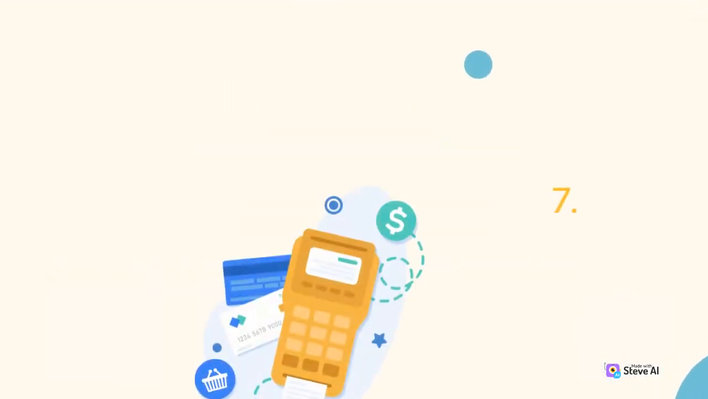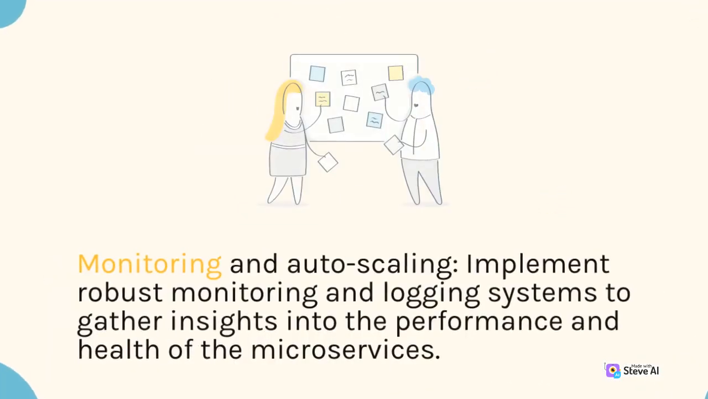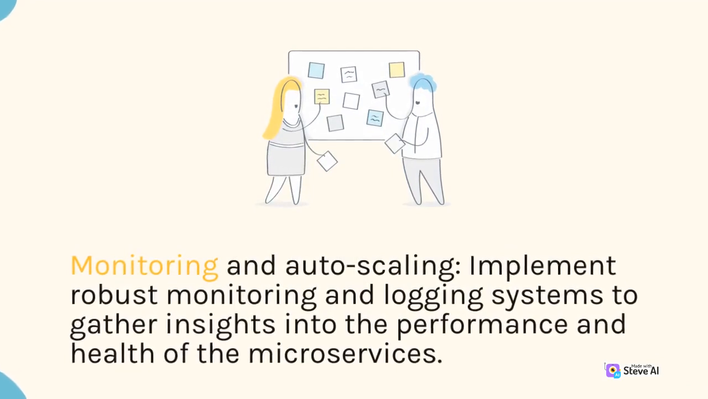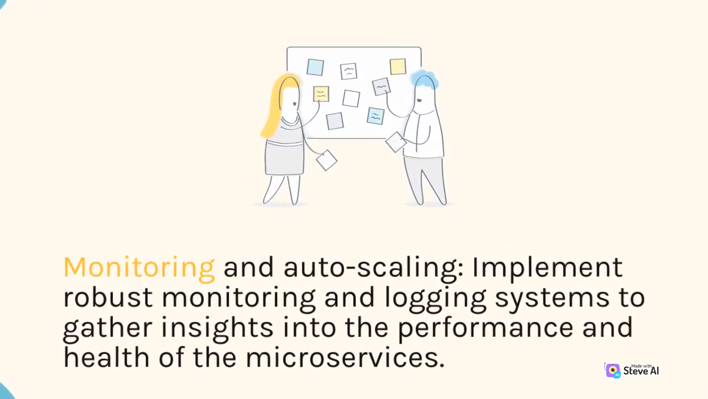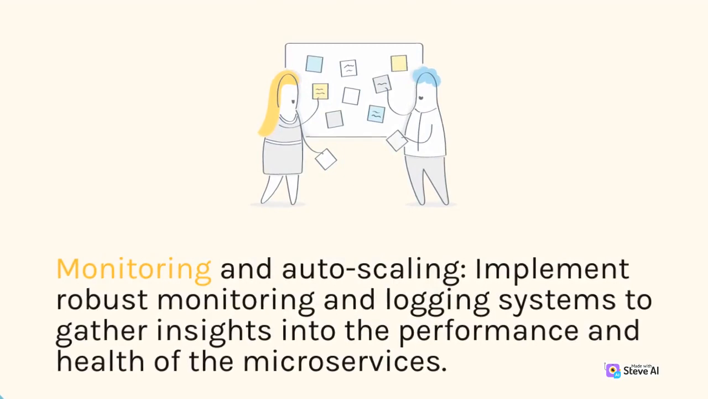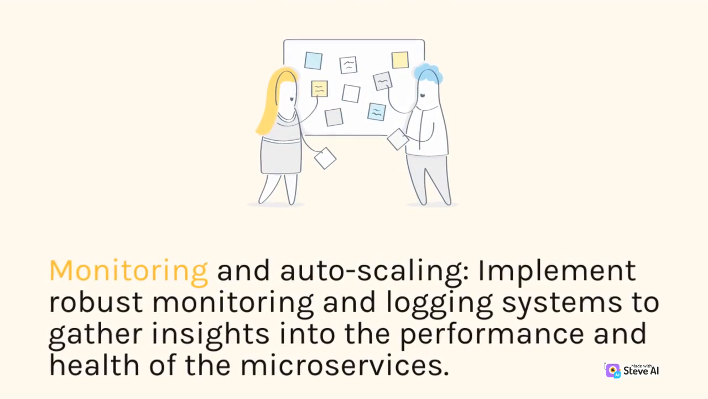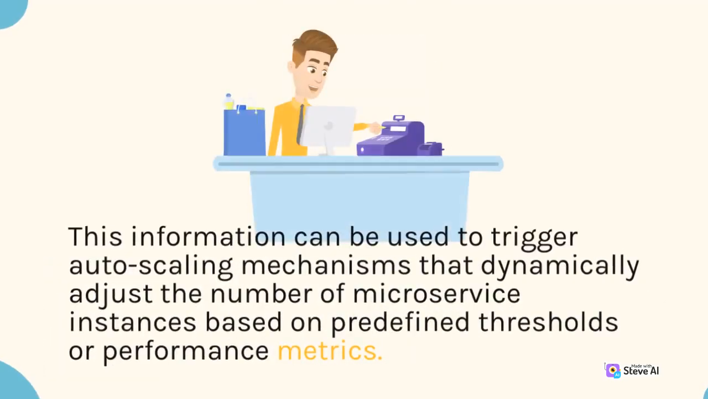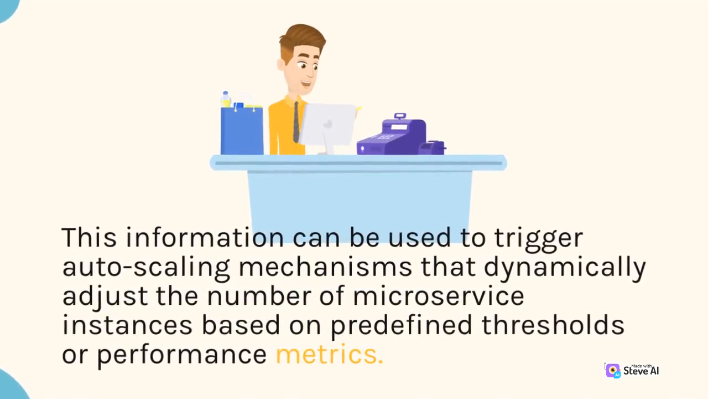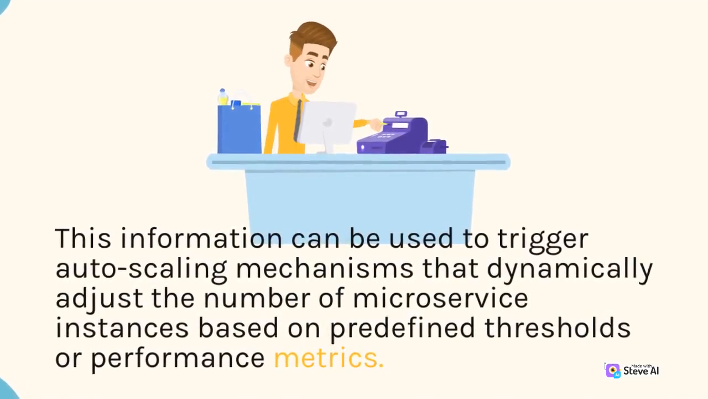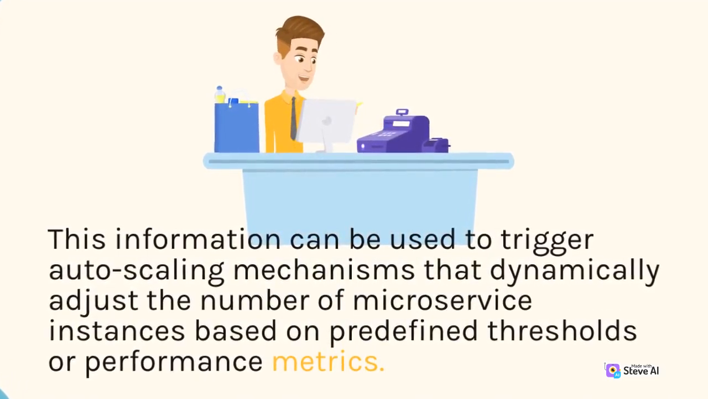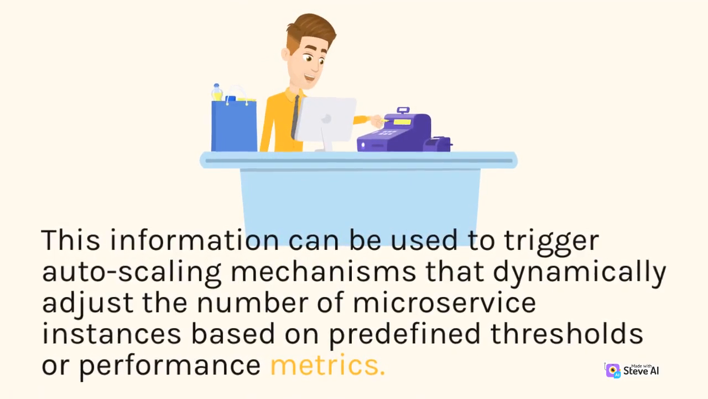7. Monitoring and auto-scaling. Implement robust monitoring and logging systems to gather insights into the performance and health of the microservices. This information can be used to trigger auto-scaling mechanisms that dynamically adjust the number of microservice instances based on predefined thresholds or performance metrics.